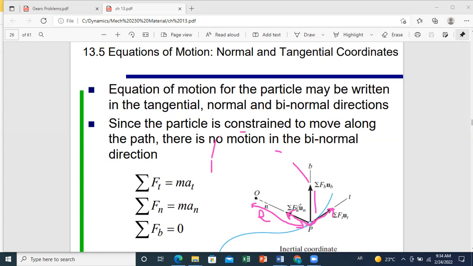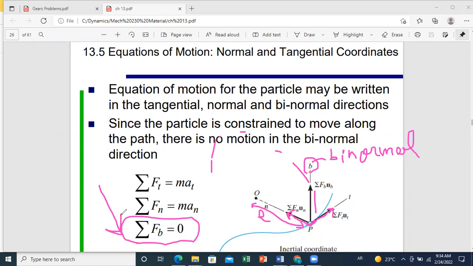So this is why we say that when we deal with normal tangential coordinates, in the binormal direction, B is a subscript for binormal, which is normal to both UN and UT. And since the instantaneous plane of motion is UN UT, this means that the summation of forces along UB is always zero. But this can be helpful for us when we have force projections along UB. This will help us to add a third equation to our system.